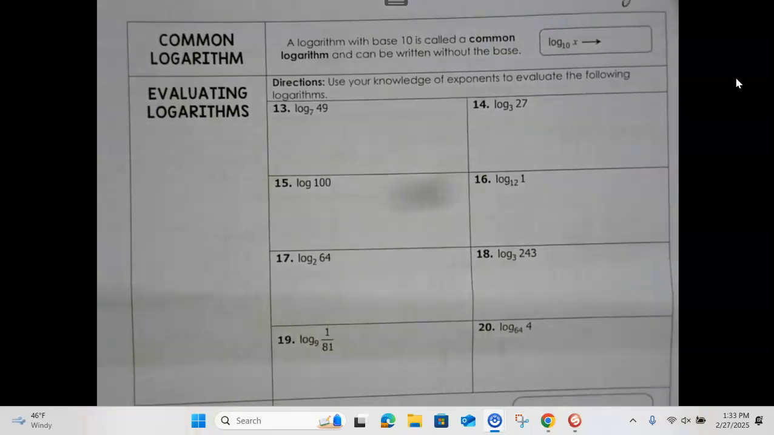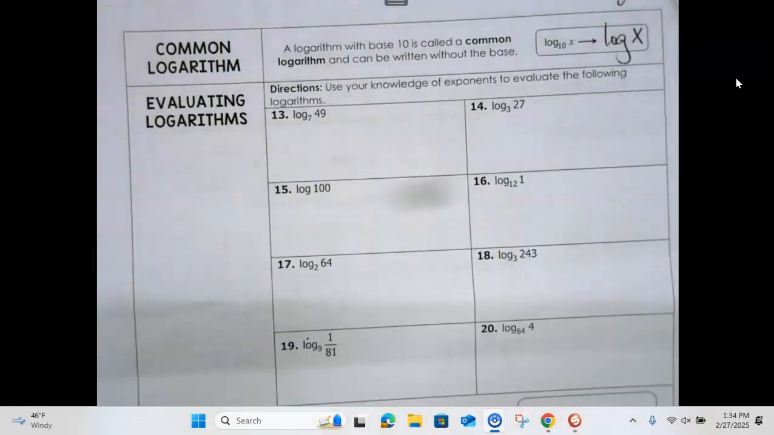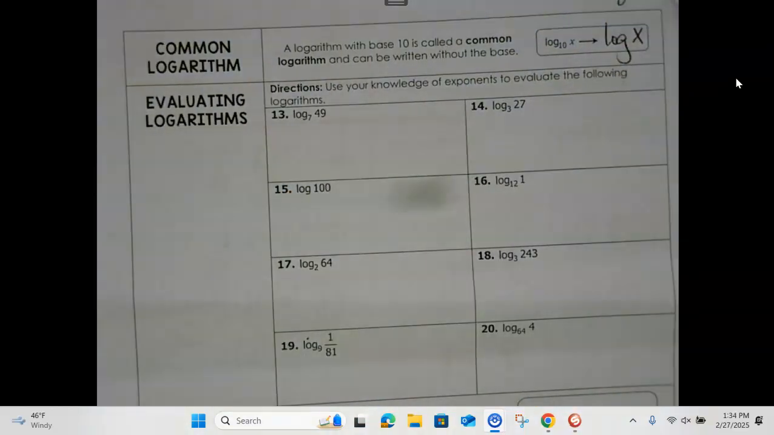A log with base 10 is called a common log and can be written without the base. You're like, wait, what? In just the same way that if you see x, we assume it's x to the first power, or if you see a number without a denominator, we assume it's over 1, that's the same idea here. If you ever just see log, it means log base 10.